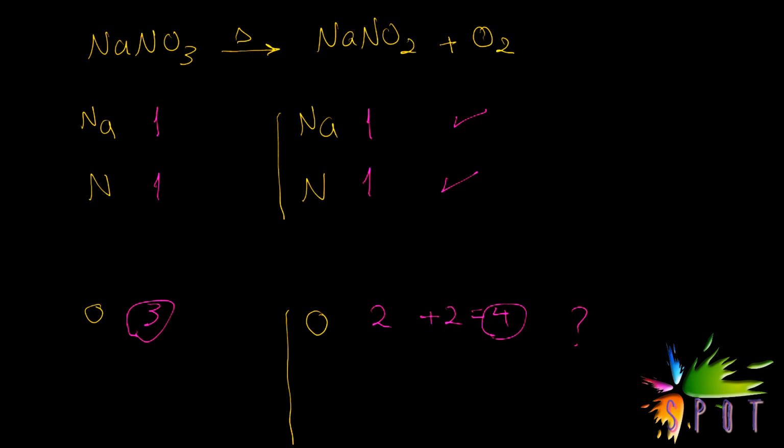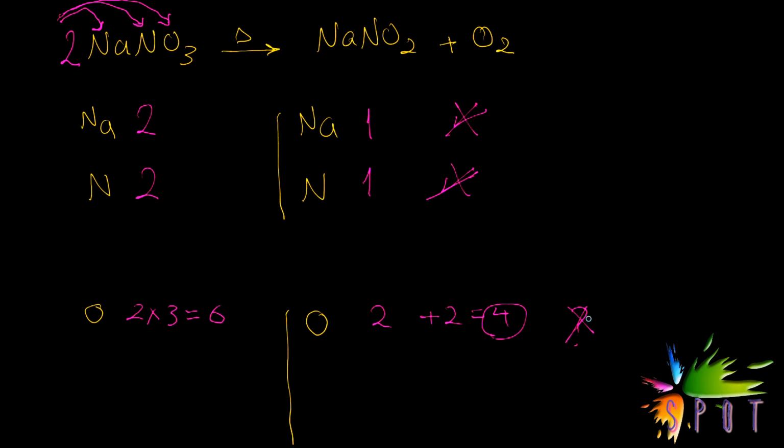Together, let's balance it. I hear you saying, add number 2 before the left side. Excellent! By counting the atoms again in the left side, we will see that sodium atoms became 2. Nitrogen atoms became 2. Oxygen atoms became 6. But now, even the oxygen atoms in both sides became not equal. So, we add 2 before sodium nitrite in the right side. And count again.